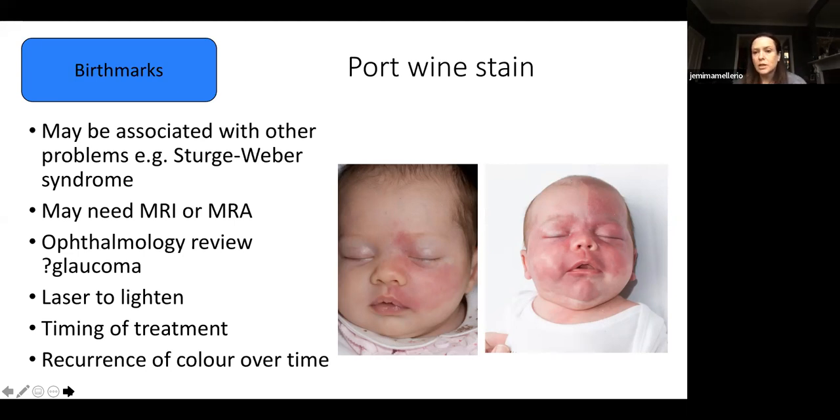Now, sometimes you can consider laser treatment to lighten the vascular component, but there's a lot of controversy about the timing of treatment. Generally speaking, we'd not do that in small infants because it requires a general anaesthetic to be repeated every time they have a treatment. They often have a course of treatment to lighten it. And we know that colour can come back over time. So it's really a question of timing of treatment if laser is indicated.